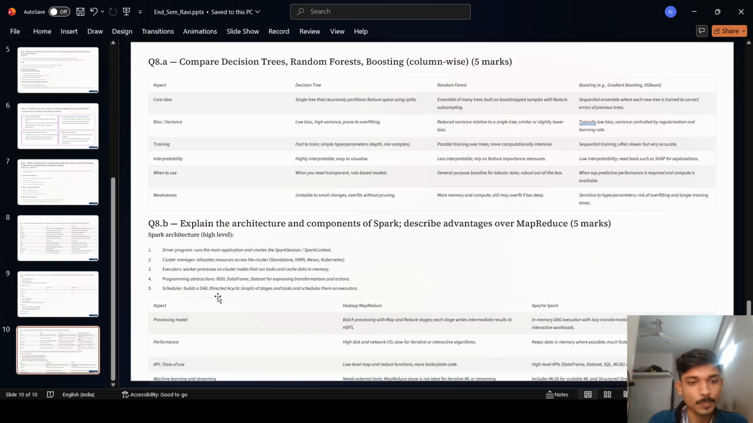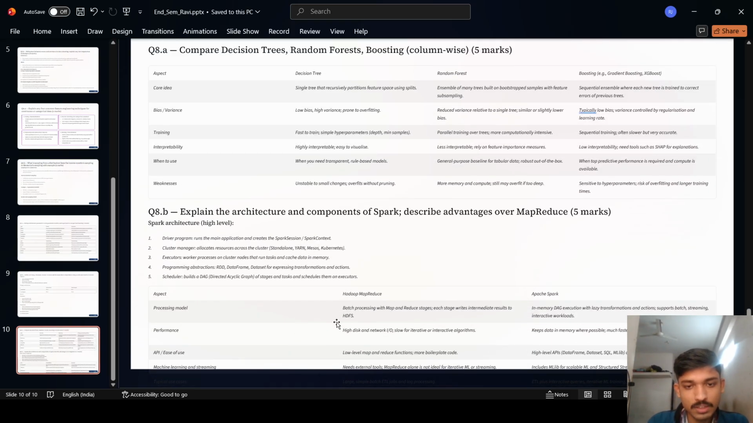And executor. Now we will see the difference between Hadoop MapReduce and Apache Spark. The first aspect is the processing model. Hadoop MapReduce uses batch processing with map and reduce stages, and each stage writes intermediate results to HDFS. Apache Spark uses in-memory directed acyclic graph execution with lazy transformations and actions, and supports batch, streaming, and interactive workloads.